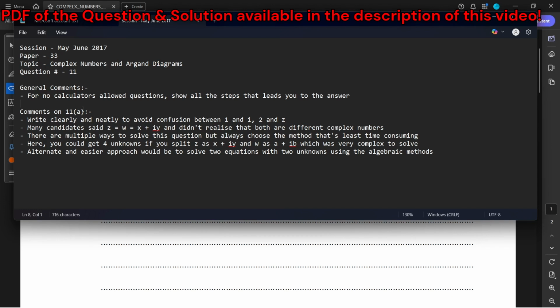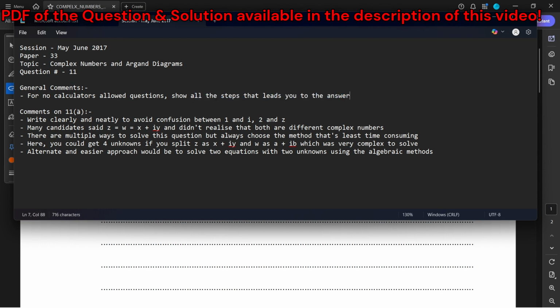Alright guys, so welcome back, if you did give it an attempt. The first thing we're going to look into is the general comment by the examiner: for a no calculator allowed question, please make sure that you are showing all the steps, in order to not lose any method marks which lead you to the final answer.